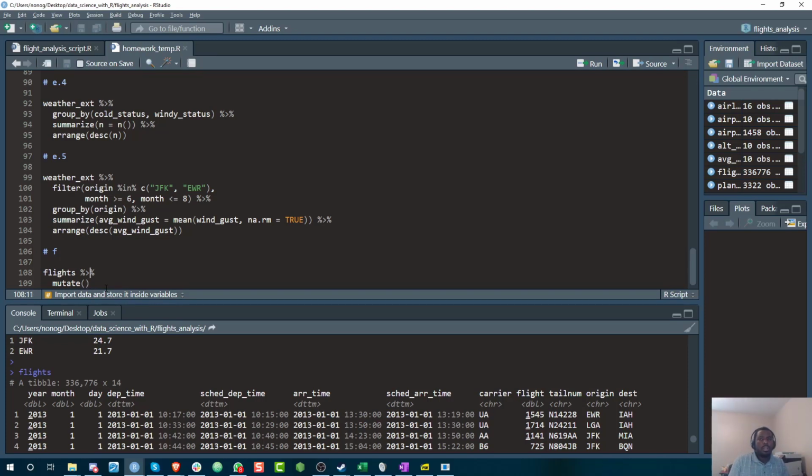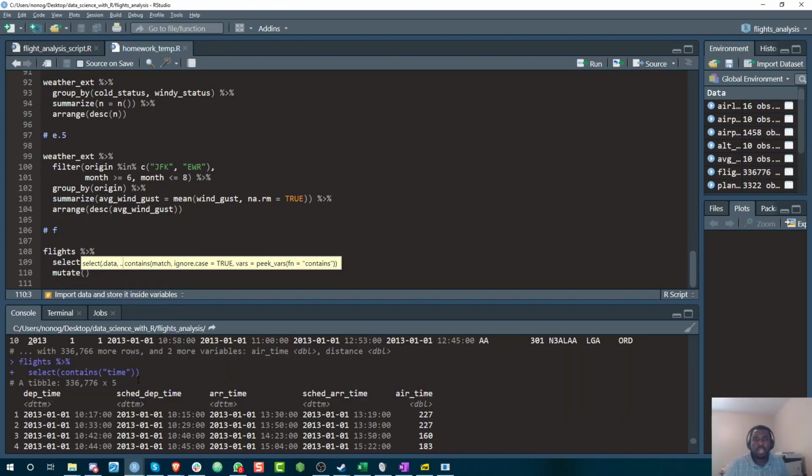Okay, so we're going to use the select function because we want to select some specific values, and we basically want values that contain the word time. So when we do that, we have departure time, scheduled departure time, arrival time, scheduled arrival time, and air time. Okay, and these are the columns that we need basically. This is a very useful function. We're going to learn about it.